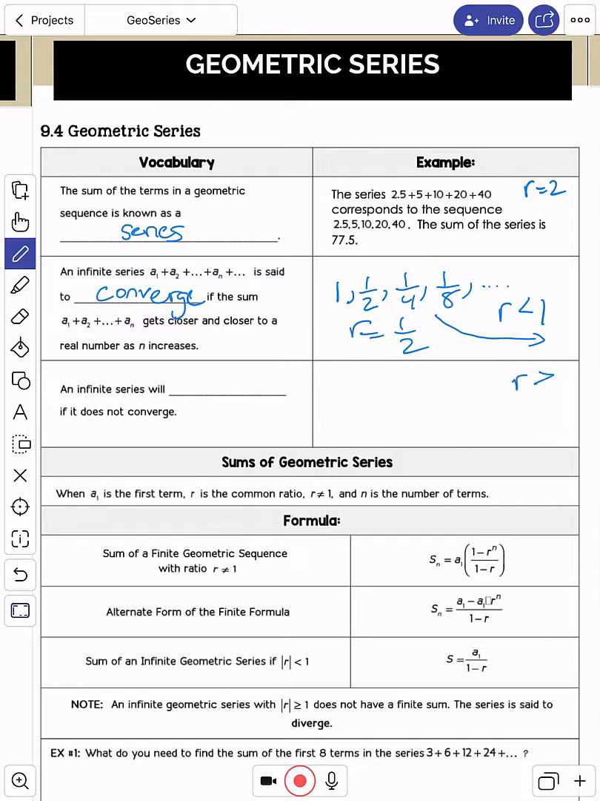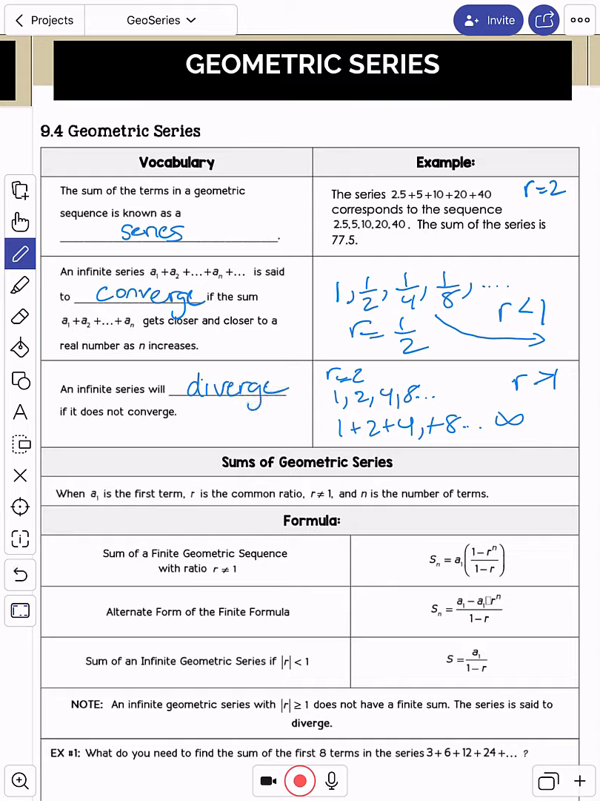But if R is greater than 1, so let's say R equals 2, then our sequence would be 1, 2, 4, 8, and our series would be adding those up. Well, that just gets bigger and bigger to infinity. And so we say that it diverges. So an infinite series will diverge.